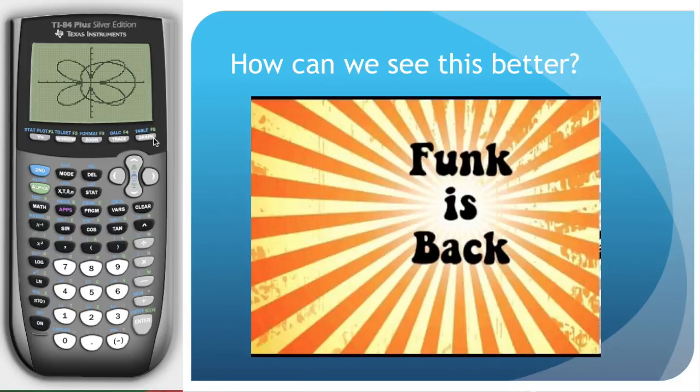So, how can we see this better? How can we determine where those are? If I try right now to do second trace and I want my intersect feature, there is no intersect feature in polar mode. So what do we got to do? We got to bring the funk back. We got to get down here and go back to the function mode and get our functions in a way that can be seen in function mode.